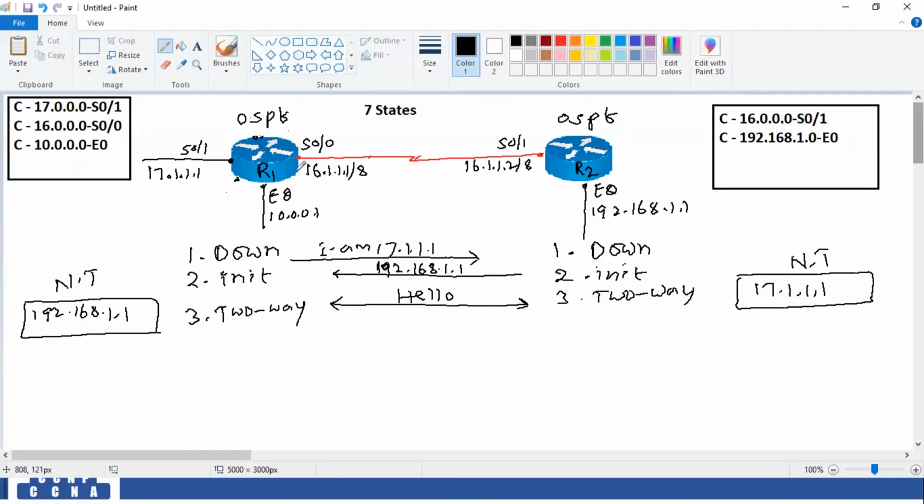Once neighbor is established, now the database has to be exchanged. So that state we call exchange state. Once neighbor is established, we'll start exchanging. But before exchanging, they are going to decide to exchange. There is a fourth state, exchange start, call xstart. Xstart state.